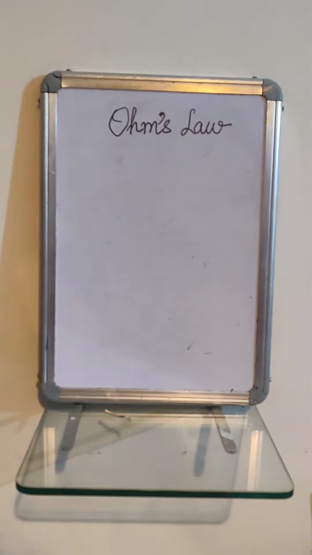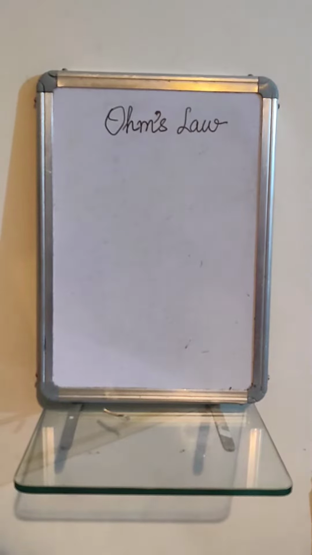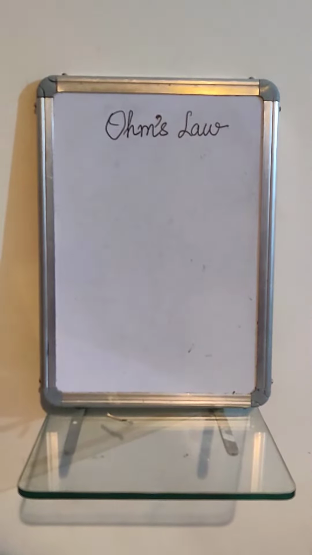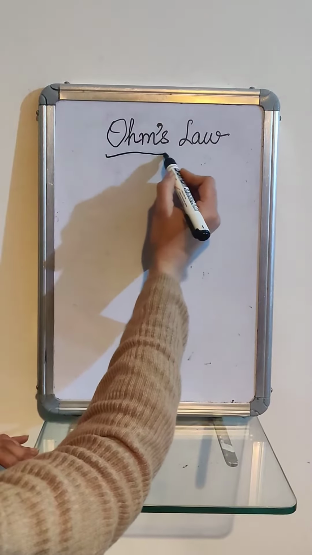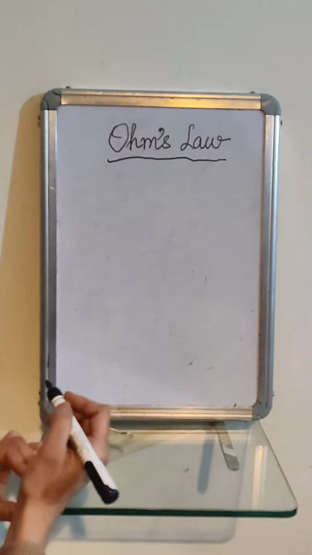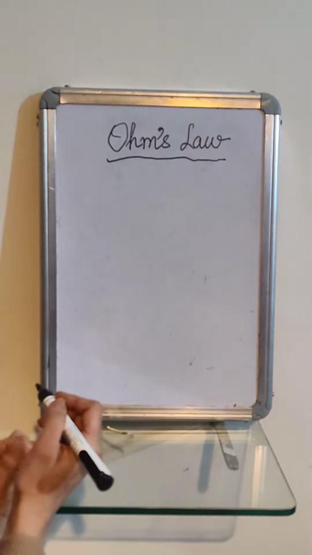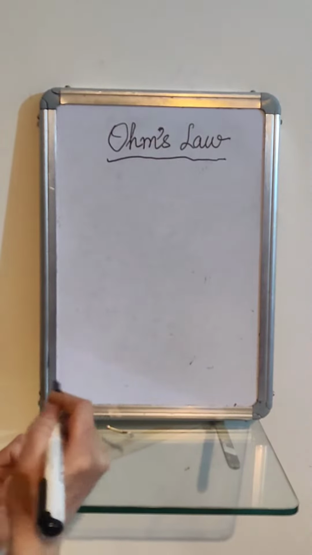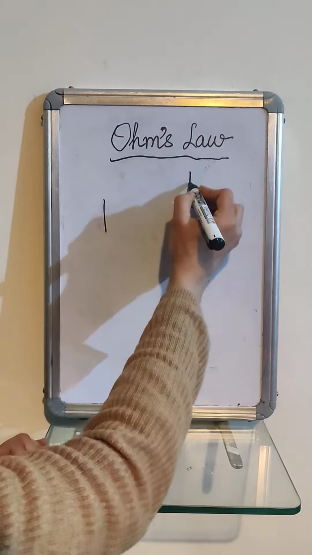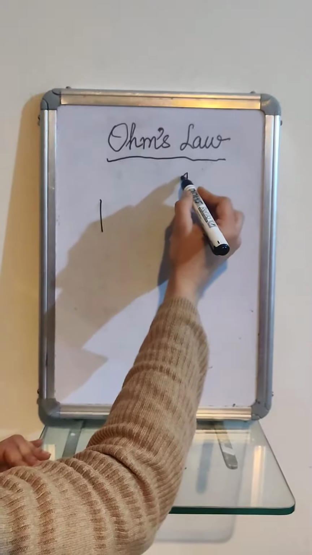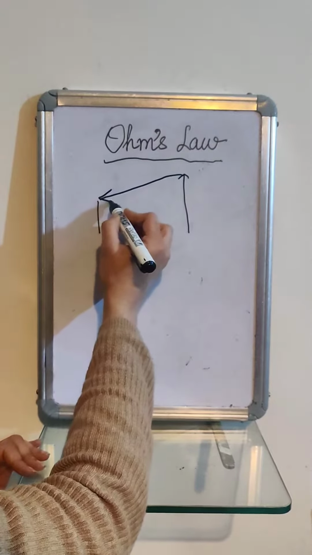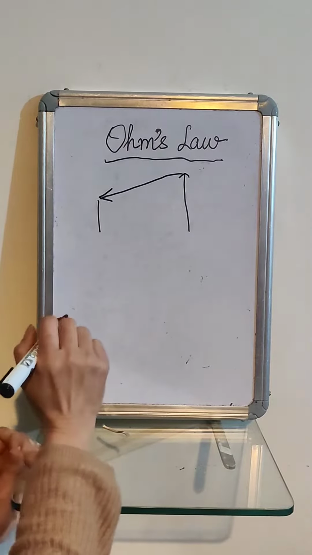Today I am going to explain a very important topic of electricity, that is Ohm's law. Ohm's law basically explains why electricity flows from one terminal to another. We all know that for any kind of energy to flow, there has to be a difference in the level. Energy always flows from a high level to the low level. The direction is always this.